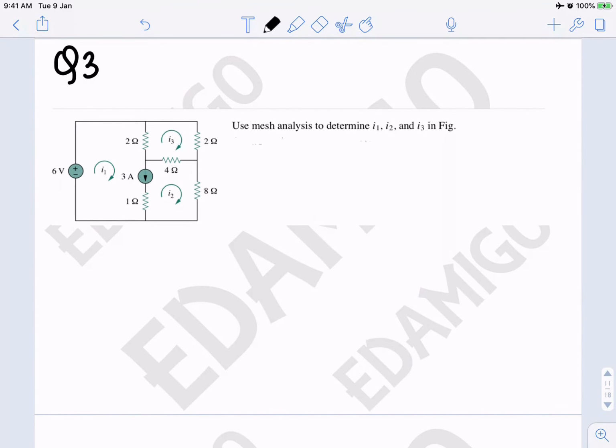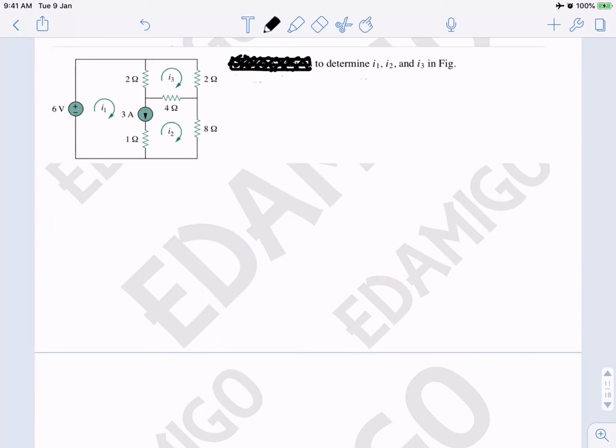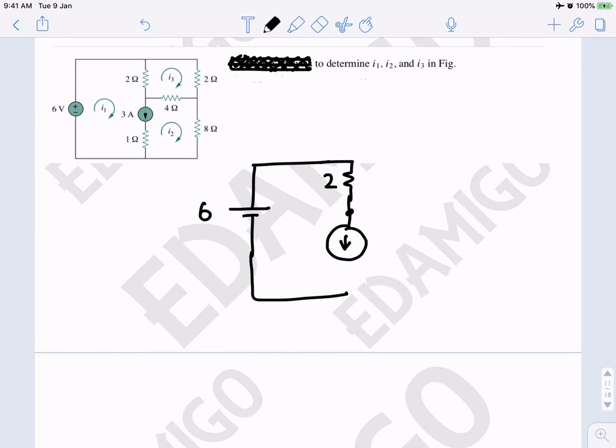Okay, so again this question: use mesh analysis to determine the currents I1, I2 and I3. We will not apply only mesh analysis; we will follow the approach that we used to follow, which I have already shown you. First of all, let me draw the circuit. And always try to choose the loop that will give you the simplest kind of equation.